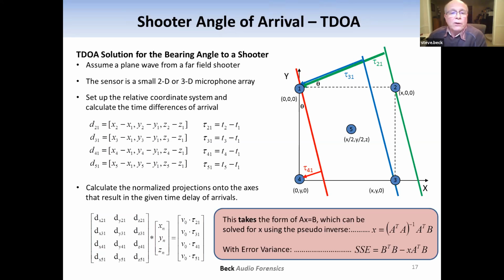But what you wind up doing is you compute your distances, you get your measured time differences of arrival, and you can form a matrix, and then you can solve that matrix for your X, Y, and Z there, which is really your cosine thetas. Then you can solve that for your theta, which is your angle back to the source.